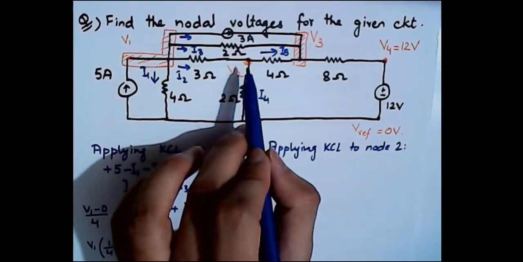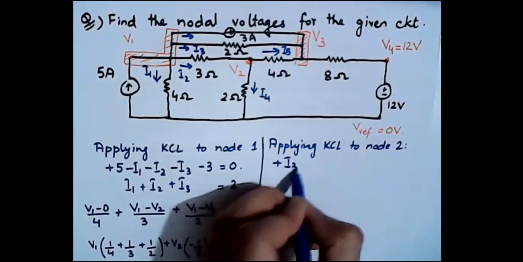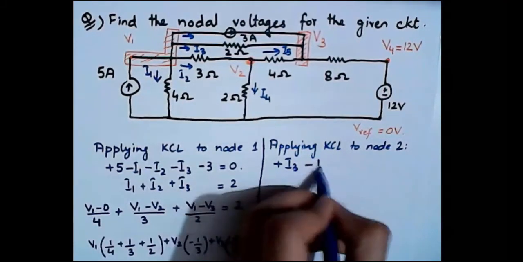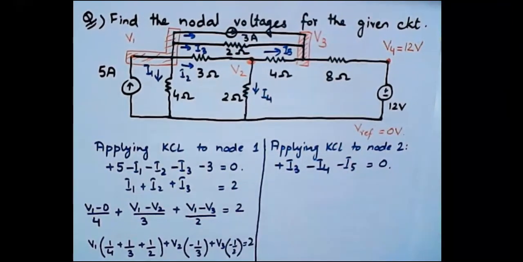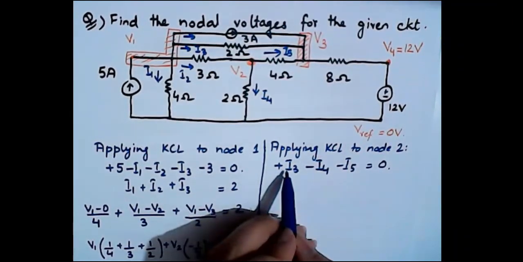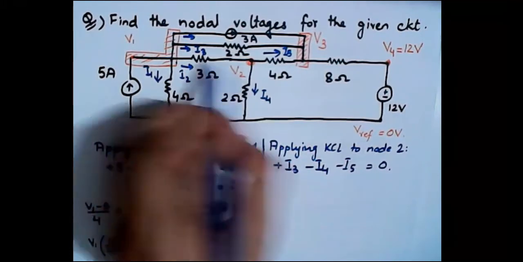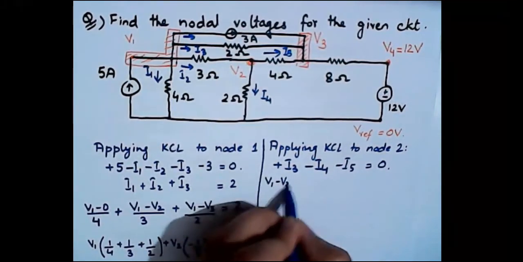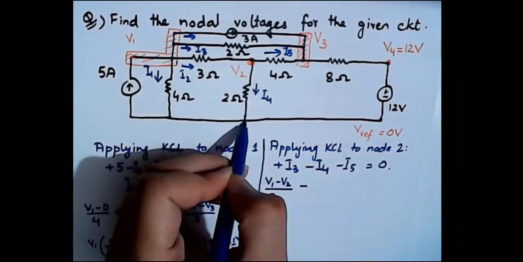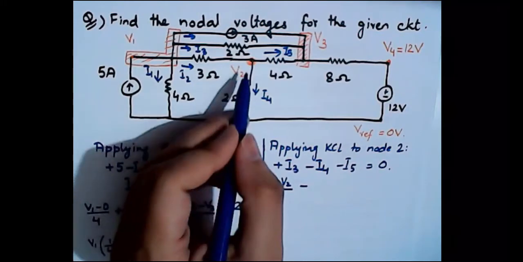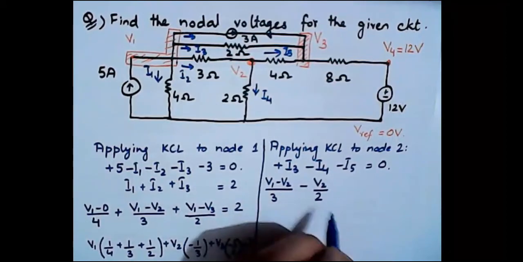Node 2 has 3 currents associated with it. I2, which is entering, which means plus I2, I4, which is leaving, which means minus I4, and I5 which is also leaving, which means minus I5 is equal to 0. Fine. When we convert this I2 into the voltages, we have already done that. So that becomes V1 minus V2 divided by 3, minus I4. I4 here is V2 minus V reference, that is 0, which means V2 minus 0 divided by 2, or we can simply write it as V2 upon 2, right?